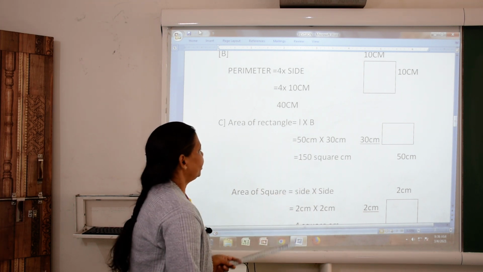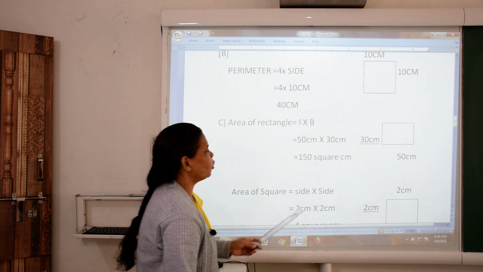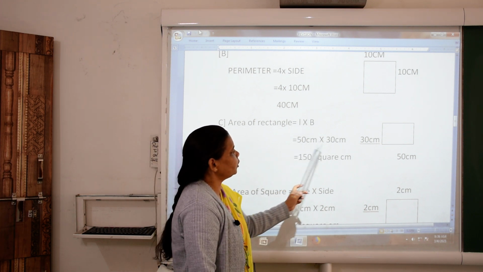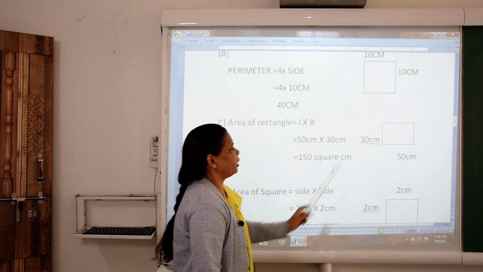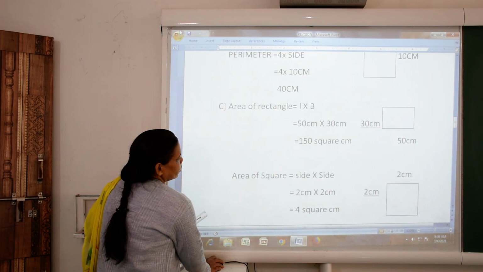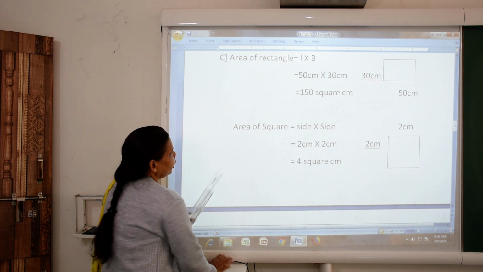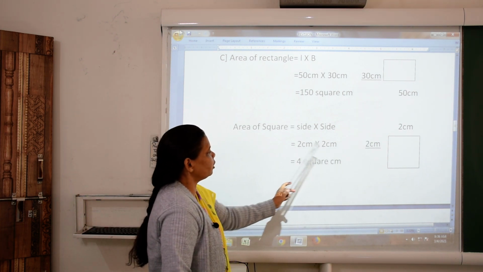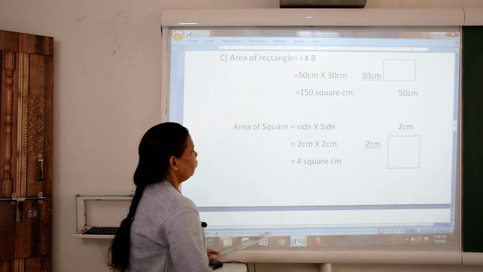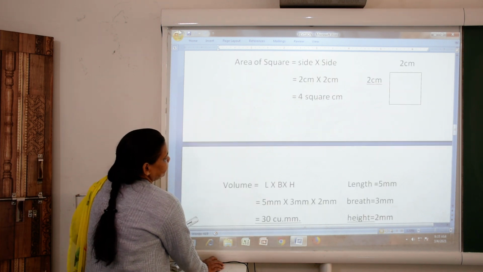The unit of area is square centimeter, because when we multiply centimeter by centimeter, it will be squared, 2 times. So square means double, 2 times. The area of a square is side into side, because all the sides are equal: 2 centimeter, 2 centimeter, is 4 square centimeter.